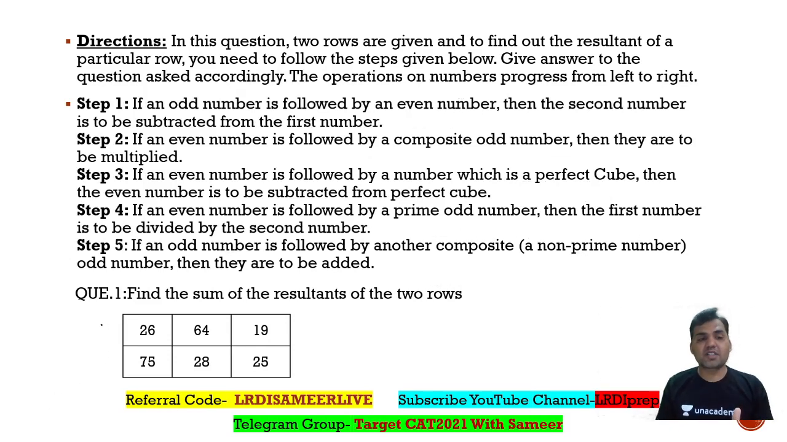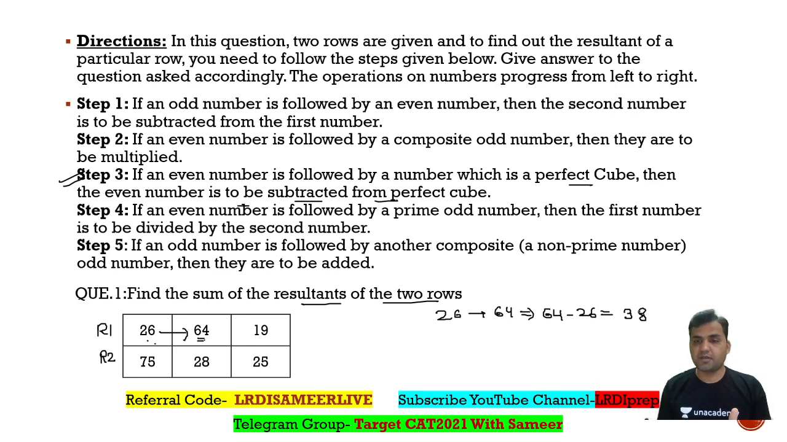Now, these are the instructions that you're supposed to follow in row number 1 and row number 2 here. The question says find the sum of the resultants of the two rows. Now see that when I'm going from 26 to 64, 26 is an even number, 64 is a perfect cube. Can I apply step number 3 here? 26 is being followed by perfect cube 64, then the even number is subtracted from the perfect cube. The resultant will be obtained by subtracting 26 from 64. So the value will be equal to 38.